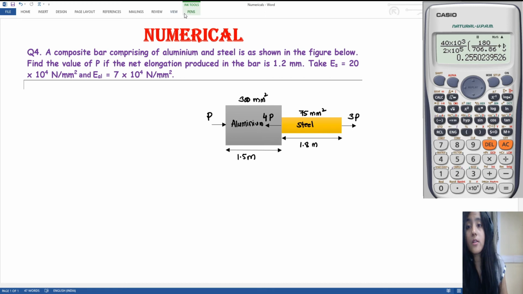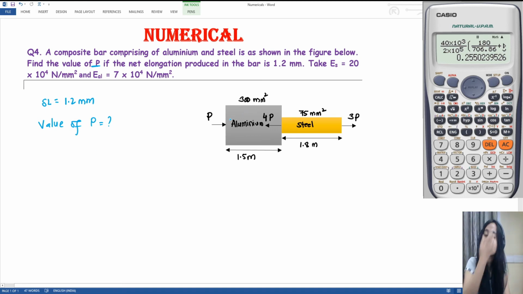So in this question, what is given? Net elongation produced, so del L is given equal to 1.2 mm. What are we to find? We are to find the value of P. And the moduli of elasticity for two different materials are given, aluminium and steel. As you can see in this diagram, there are different forces acting, so we need to find the equilibrium forces first. Let us first draw the free body diagram.